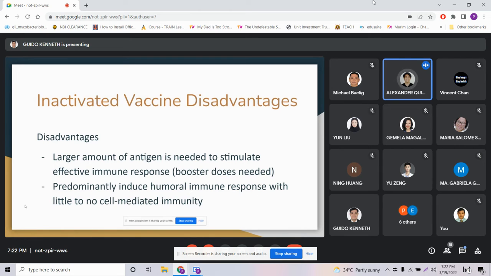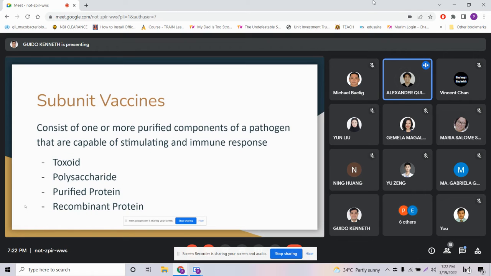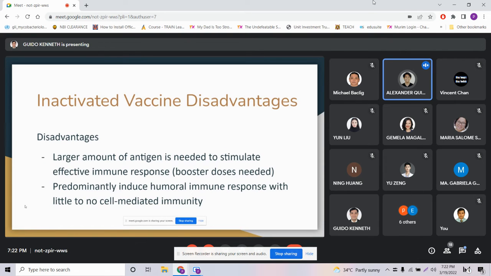And of course, because the pathogen is already killed, it predominantly induces humoral immune response with little to no cell-mediated immunity. That's why we keep getting vaccine doses for such inactivated vaccine.